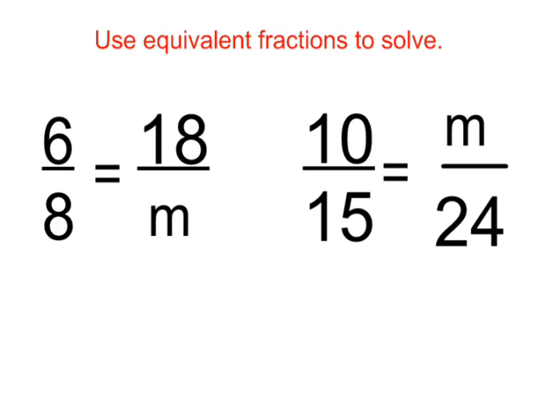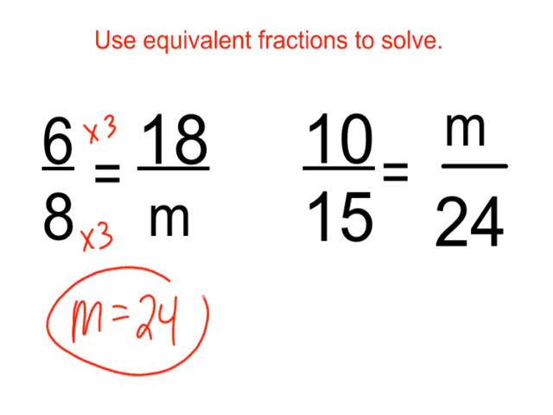All right, let's try a few of these. So on these two examples, we're going to use equivalent fractions. So 6 times what is 18? 6 times 3 is 18. So 8 times 3 is what? It's 24. So our missing value would be 24.